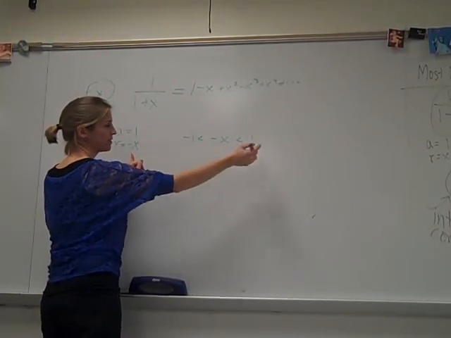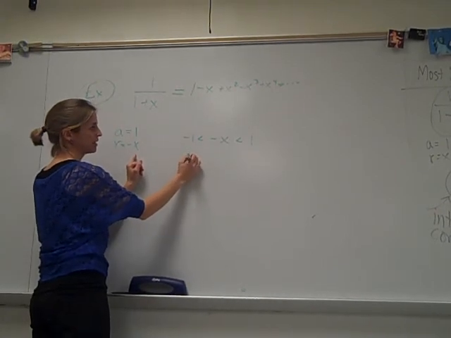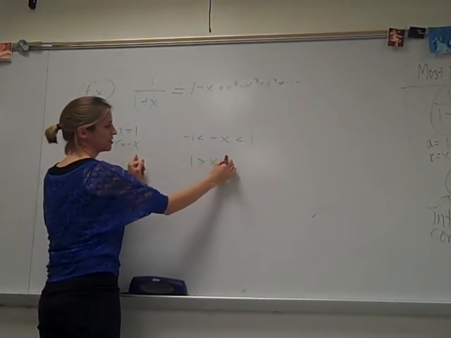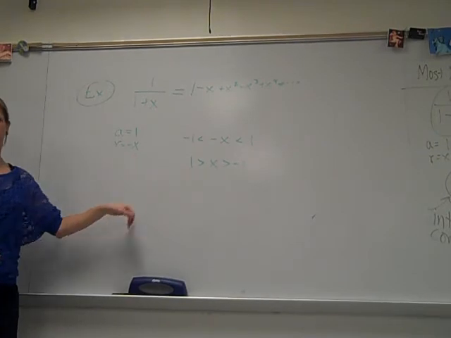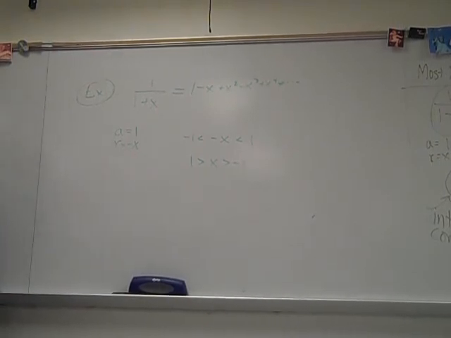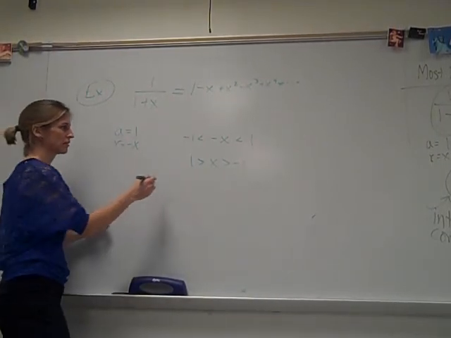If I multiply everything through by a negative, what happens? The signs all flip, so in this case it's the same thing.